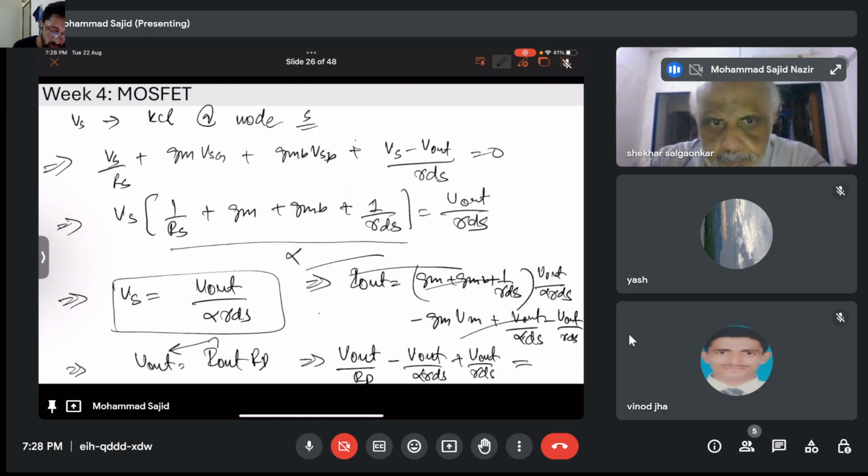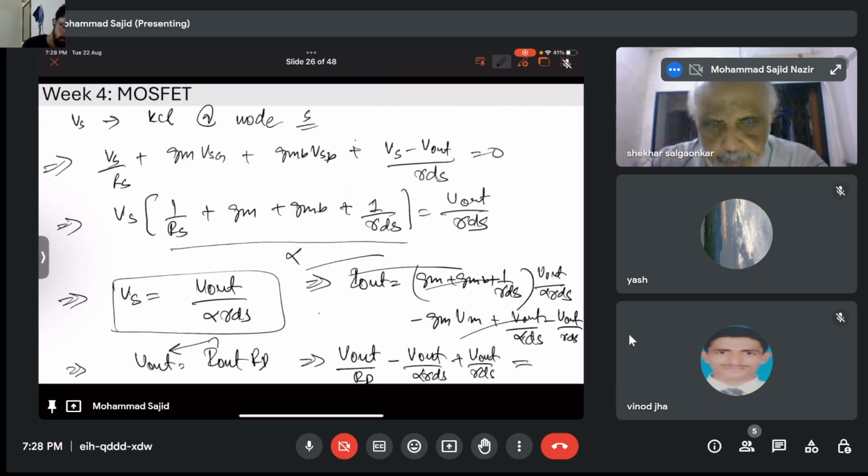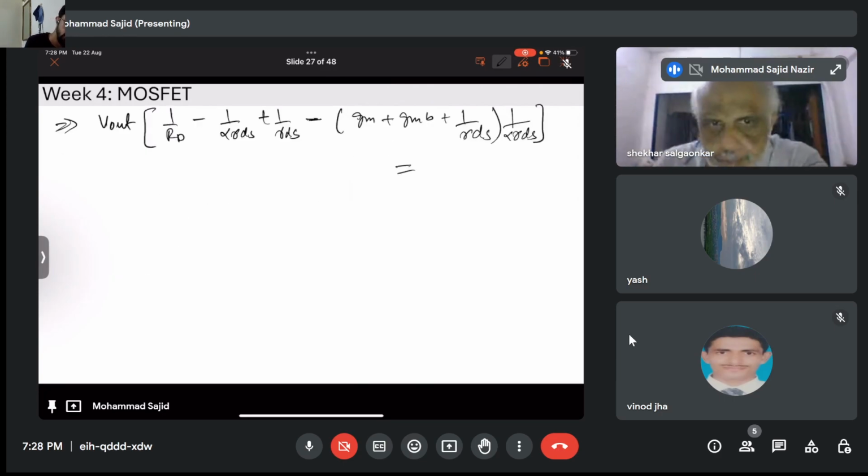How many terms is V out? 1, 2, 3, 4. So I need 4 terms. 1, 2, 3, and this one is 4. And it is equivalent to minus times GMV.